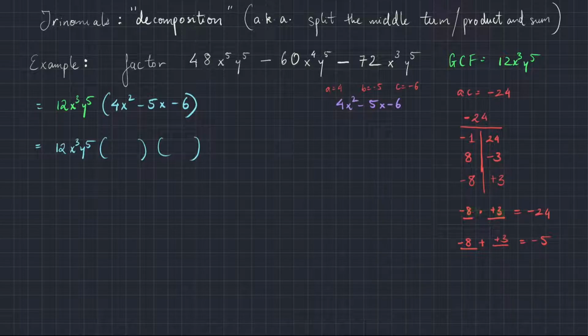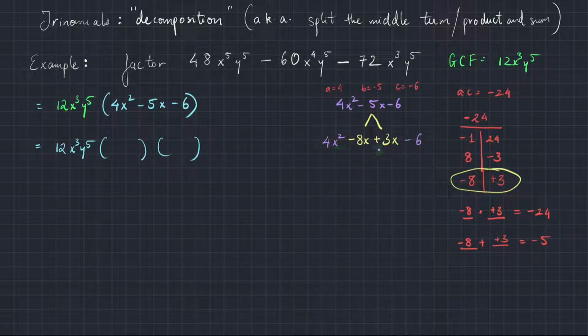Alright, so what do we do next? How do we use negative 8 and 3? Well, we use this to split up our middle term. Our middle term is negative 5x, and so negative 5x can be split up into negative 8x plus 3x. Where are we getting the negative 8 and positive 3 from? From here, from this pair. Alright, we just split up the middle term, but the first and the last term remain the same, so we're going to write this as 4x squared minus 8x plus 3x minus 6.